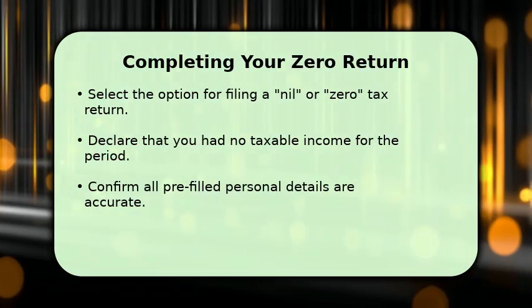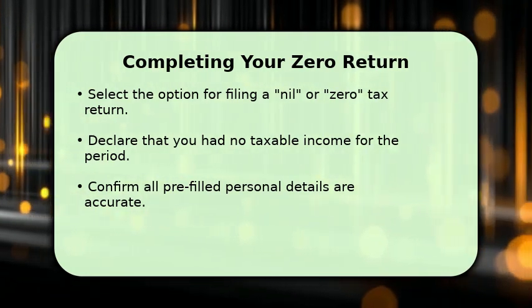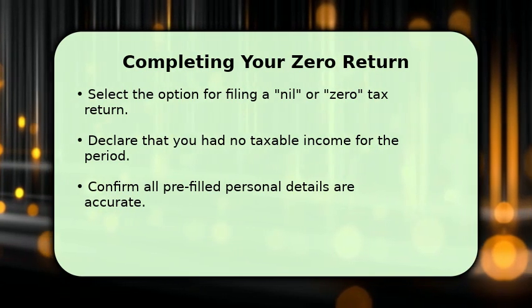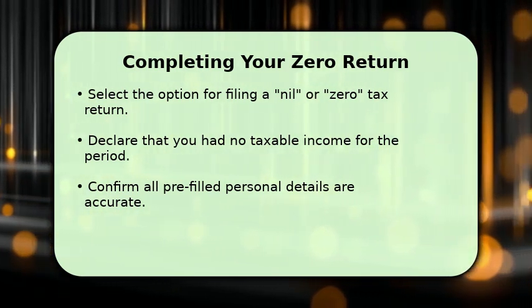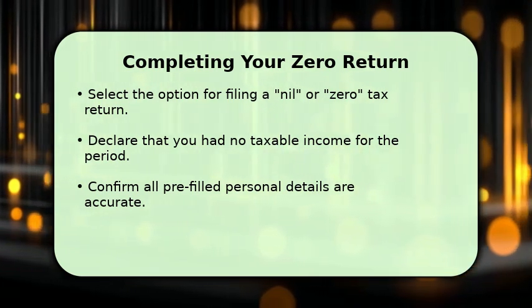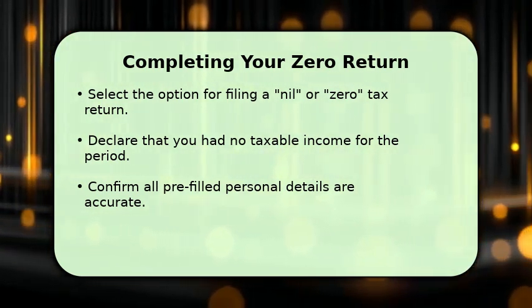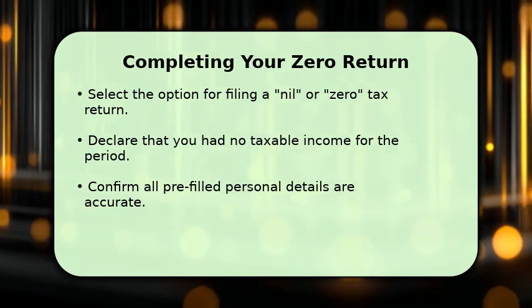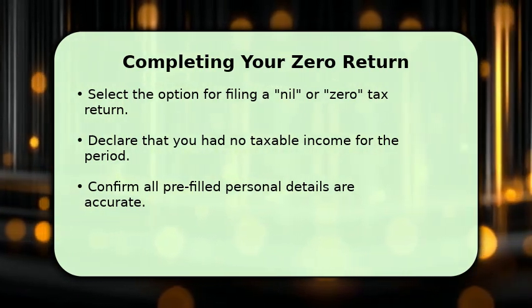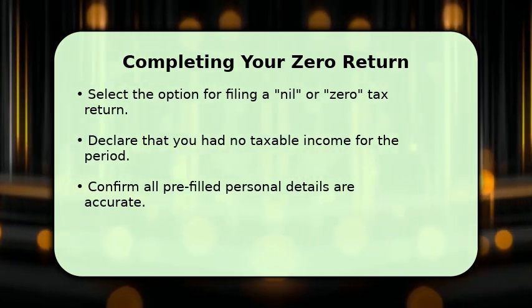Now, let's fill out the return. Once inside the portal, locate and select the option for filing a nil or zero tax return. This clearly indicates your income status. You will then declare that you had no taxable income for the specified period. Carefully confirm that all pre-filled personal details are accurate. A thorough review of your declaration ensures everything is correct before moving forward.